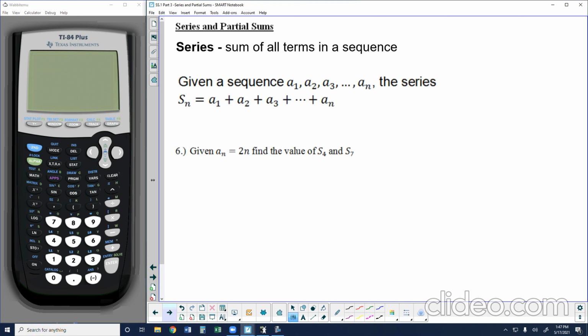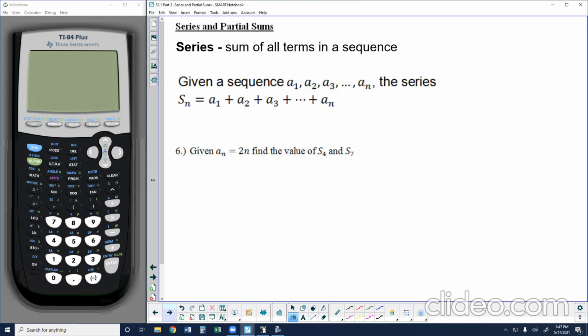So let's start with the definition. A series is essentially the sum of all terms in a sequence. We talked about sequences in previous topics and how they were a list of numbers in a given order. Now if we start to add them together, that's what we call a sum.